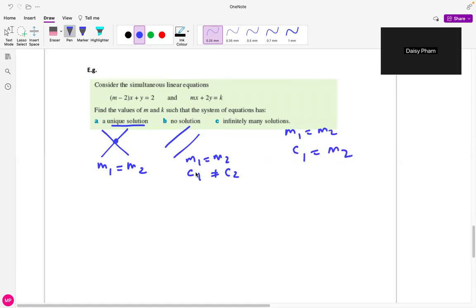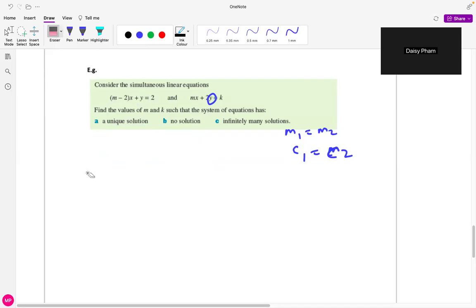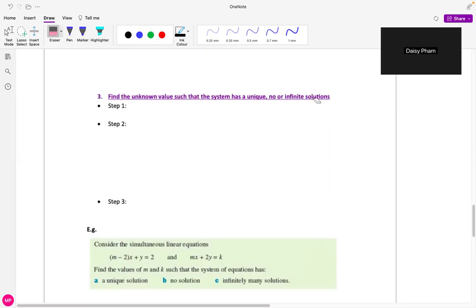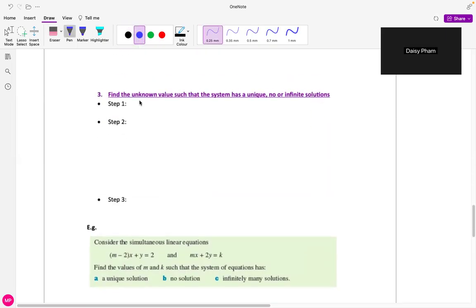And then infinite solutions is m1 equal m2, c1 equal c2. So your first step, before you do anything with these types of questions, is to make y the subject first. You need to find the gradient and the y-intercept. So in step 1, I'm going to rearrange to make y the subject, to make y equal mx plus c.